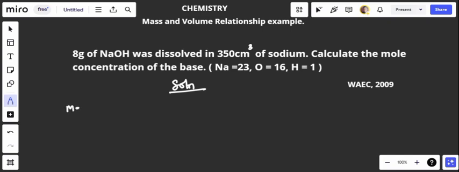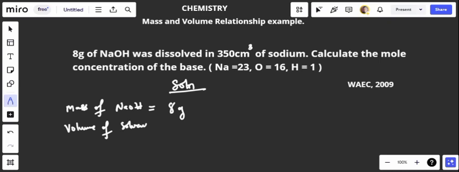So the first parameter there is mass of sodium hydroxide. The mass is what? 8 grams. And then it was dissolved in that. So volume of our solvent equals to what?